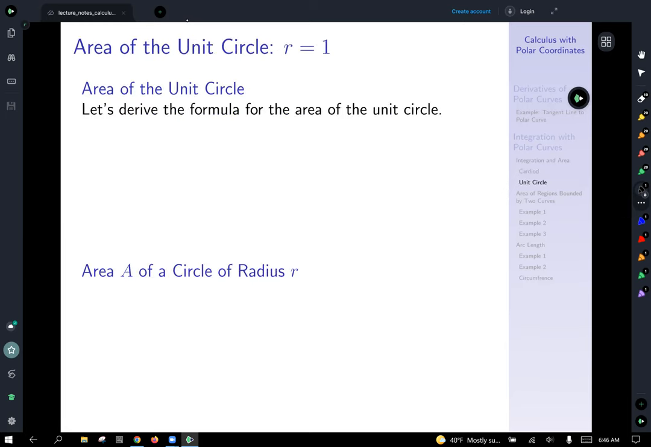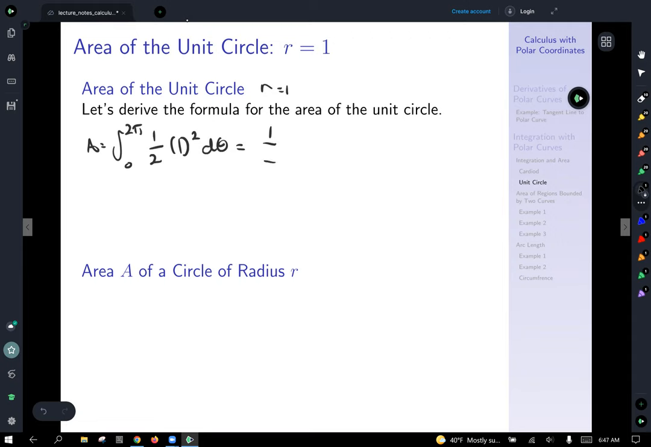Let's use this area formula to derive the formula for the area of a circle of radius r. But first, we'll do it with the unit circle. With the unit circle, we have the formula r is equal to 1. So for our area integral, we know that to generate the unit circle, we have to let theta vary from 0 to 2 pi times our area integral, 1 half times radius squared d theta. Well, radius squared is 1 squared d theta. So that is just the integral of 1 half d theta.